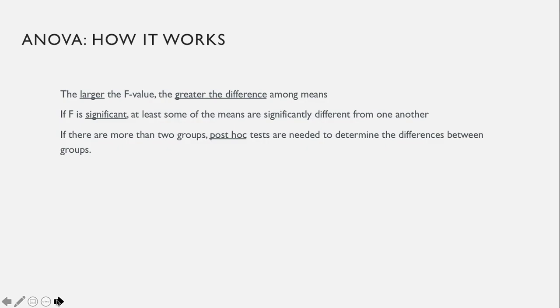If there are more than 2 groups, post hoc tests are needed to determine the difference between the groups. Because if you have 4 groups and your F statistic comes back significant, you don't know which groups are different from each other. Maybe some of them are different, while others may not be. So you use a post hoc test to figure out which groups are different and which aren't.